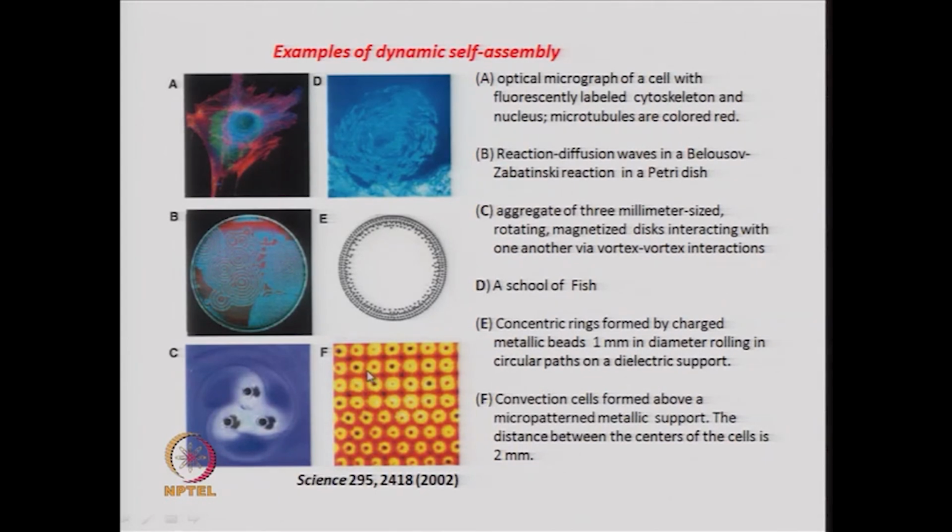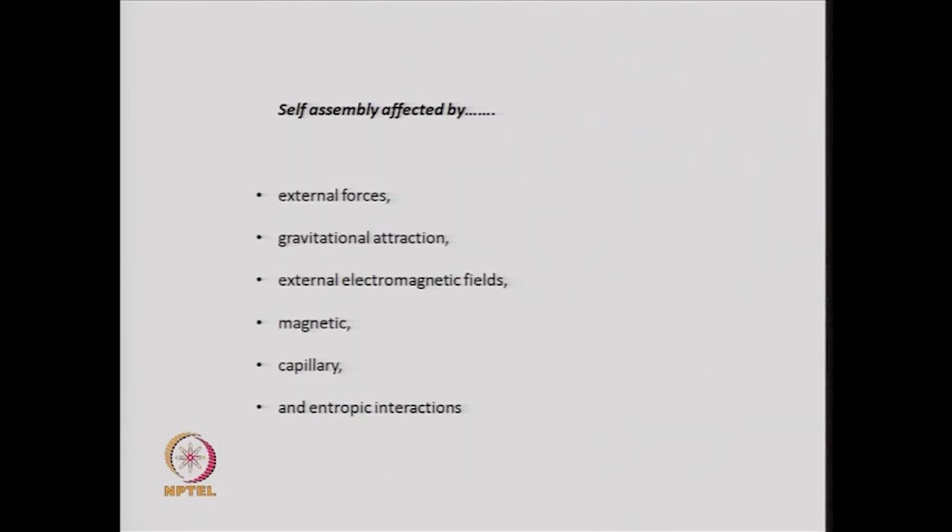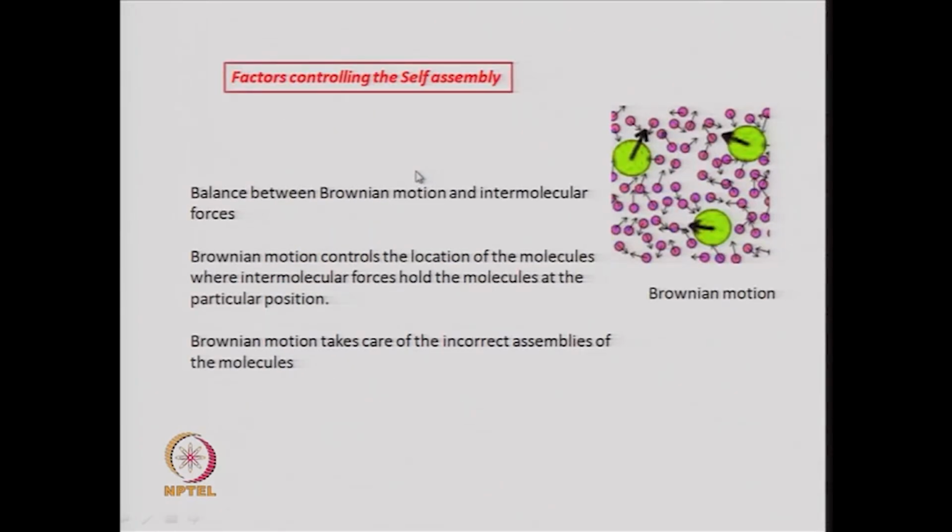So, we looked at cases of static self assembly and dynamic self assembly, the two main classes of self assembly. Now, if I want to control self assembly, how does it get affected? It is affected by external forces like gravitational force, electromagnetic fields, magnetic fields, capillary forces, and due to entropy variations. So, all these factors will affect the self assembly.